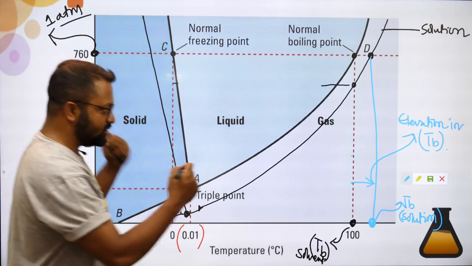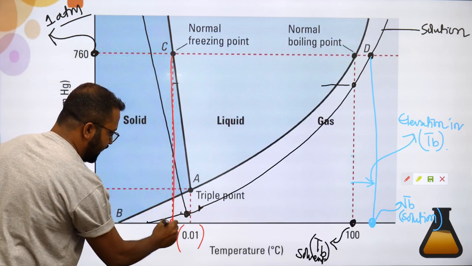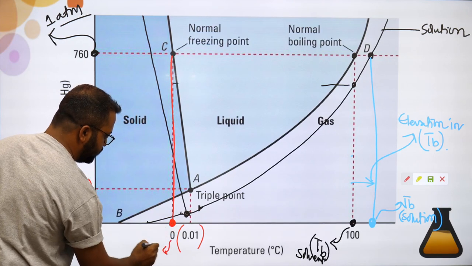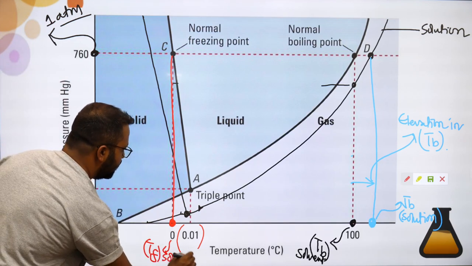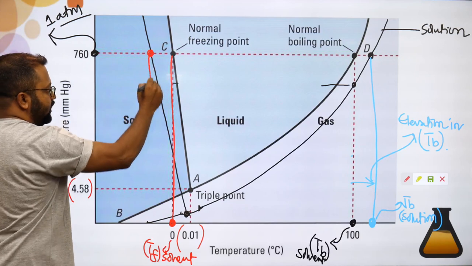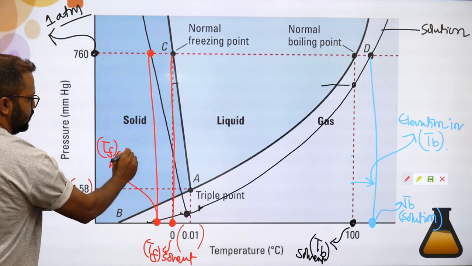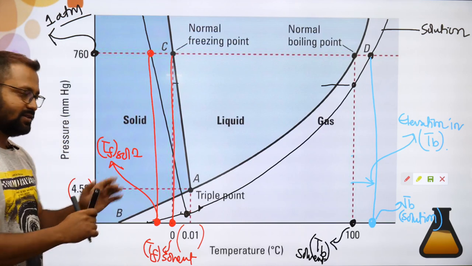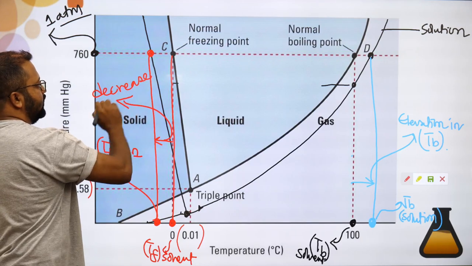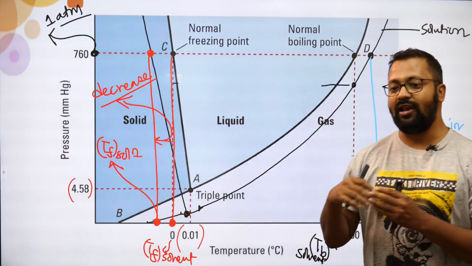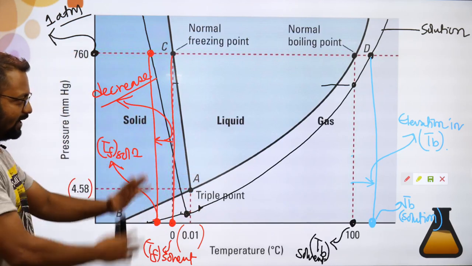अब move करते हैं freezing के तरफ. Let's move towards freezing. This was the earlier scenario. This point was the freezing point of solution. This was the freezing point of solvent. Now this is the new freezing point. This is the freezing point of solution. I am moving in the left hand side. So this shows a decrease. That means if I add a solute, the boiling point should increase and the freezing point should decrease. Okay? I am showing it right away in a single plot.